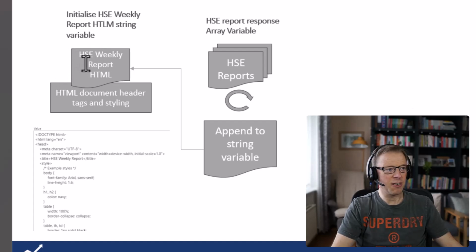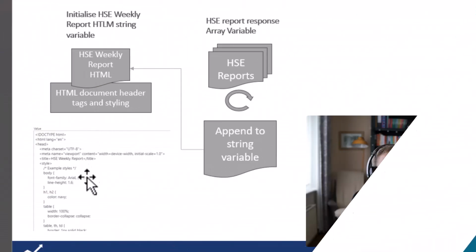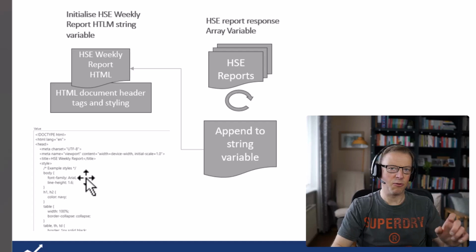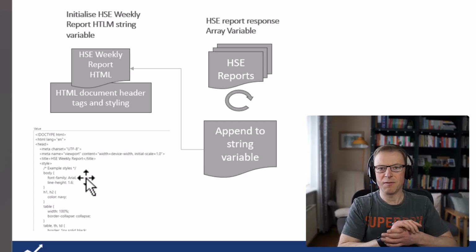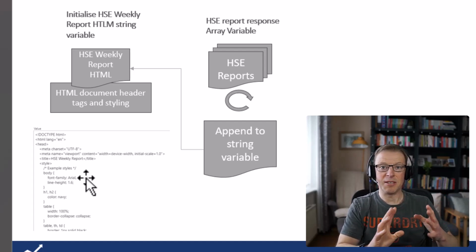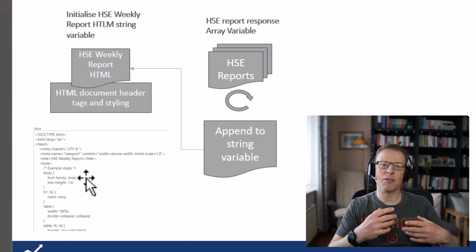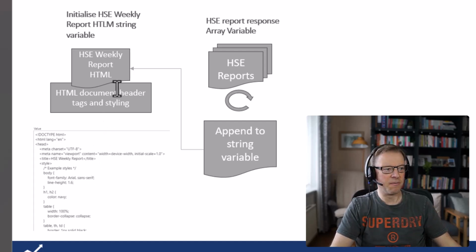Okay, so we're going to create a new variable called HSE weekly report, and it's going to be defined as a string variable instead of an array variable. We're going to initialize it with all the document header type stuff that you need for an HTML document, so the header tags and also the styling of that document. We can create an embedded style sheet that's going to say how the H1, H2, H3, etc. paragraph HTML tags are going to be styled. And that's going to give us a little bit of control about the look and feel of the end product.